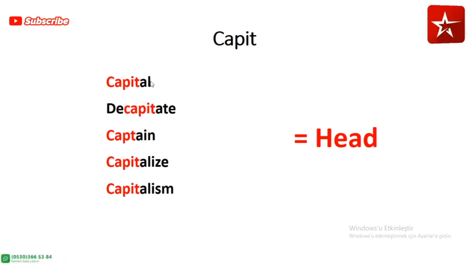Capital, of course, the capital city is where the head of state is situated. Decapitate, the D could mean off, it could mean away from, but I like the off sort of meaning here. Who was her name? One of the French queens, off with their heads. Decapitate means to cut the head off of someone.